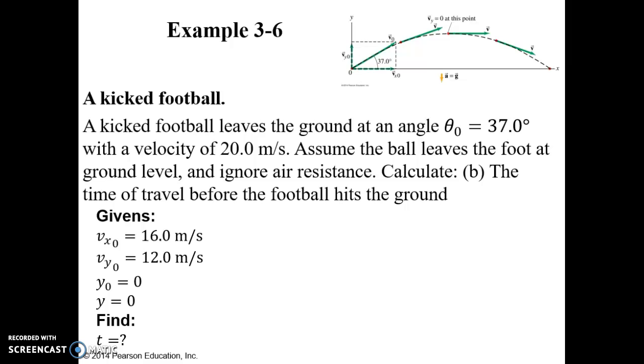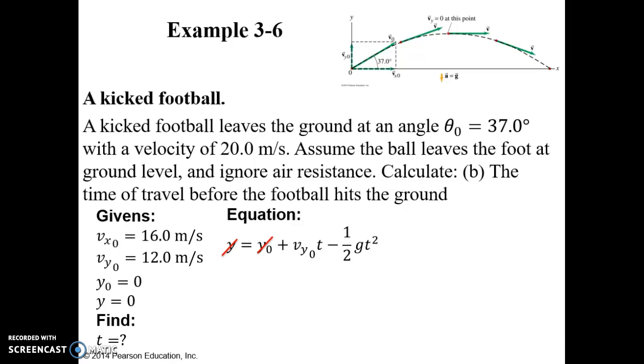Next example, the time of travel before the football hits the ground. Our givens now have some final velocity in the y direction that we don't know, and the final height of 0. And of course, we're trying to find time. Which equation do you think we should use? Correct again. y equals y naught plus Vy naught t minus 1/2 g t squared.